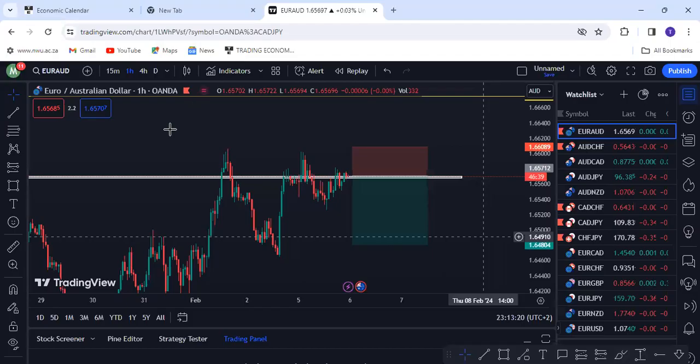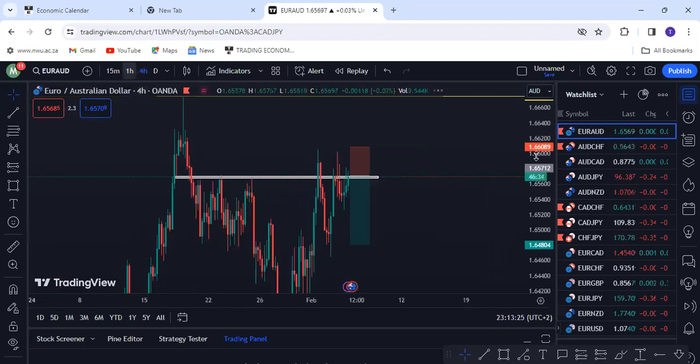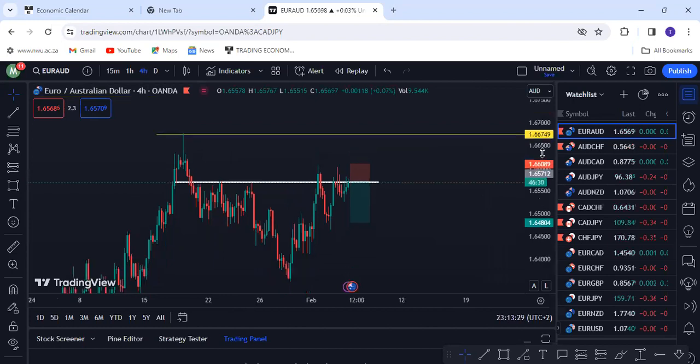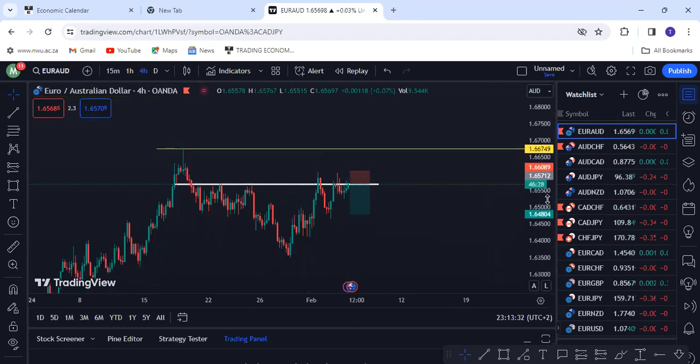Another trade idea that we have is the Euro Australian dollar. Now, it's not really our A plus setup fundamentally. We are actually going to enter half of the position sizing that we would have used if this was our A plus setup fundamentally.